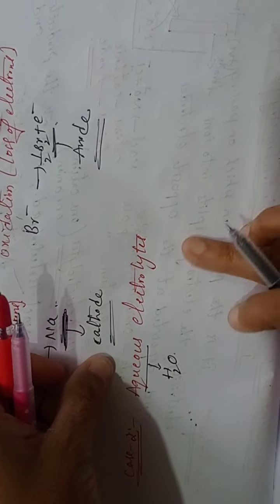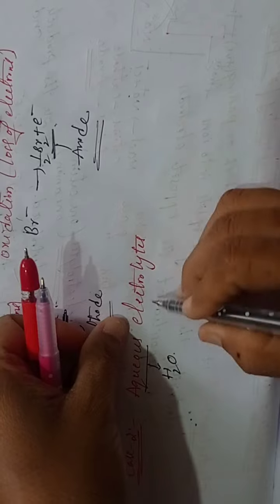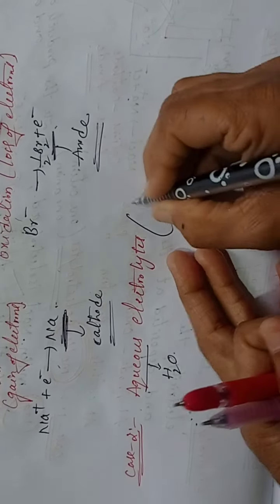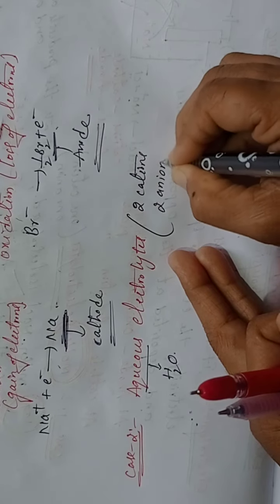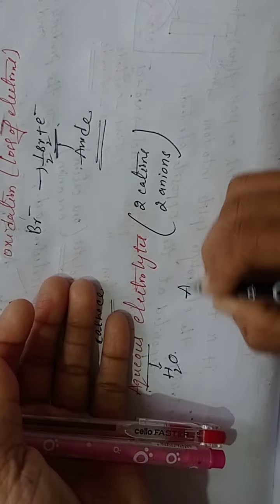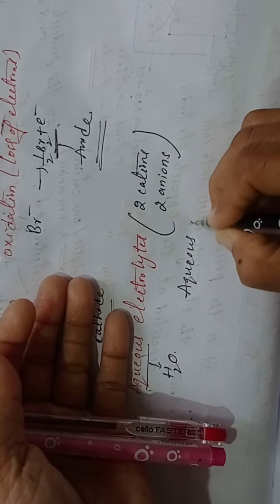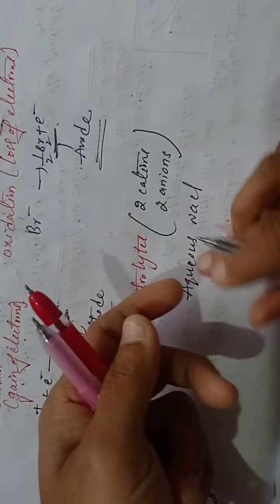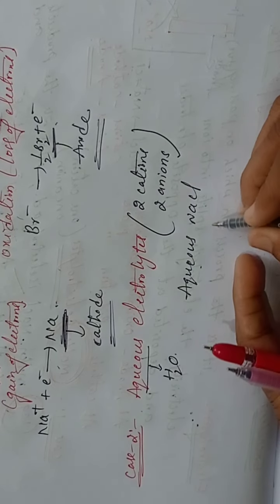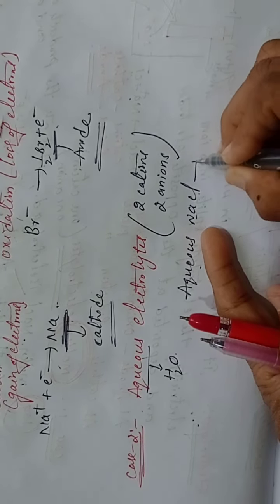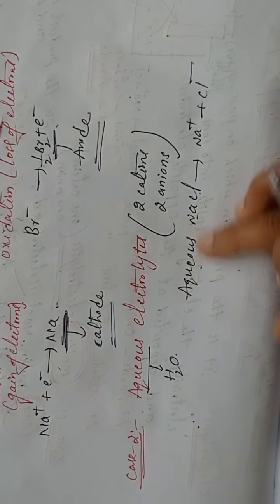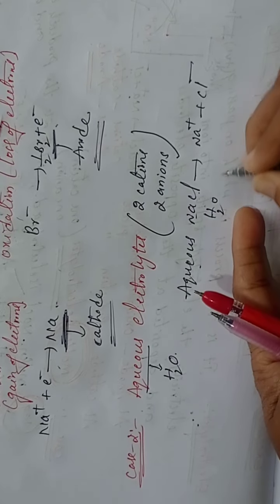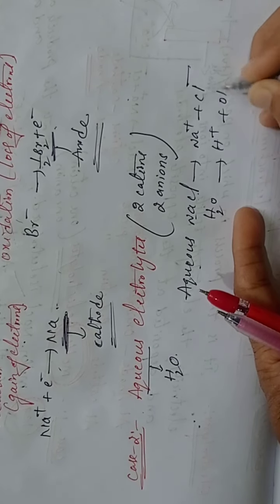In the case of aqueous electrolytes, students, how many ions will be there? Two cations and two anions will be there. For example, I am taking aqueous NaCl. Aqueous NaCl dissociates into Na plus and Cl minus, one cation, one anion. Aqueous is nothing but water, so it dissociates into H plus and OH minus ions.